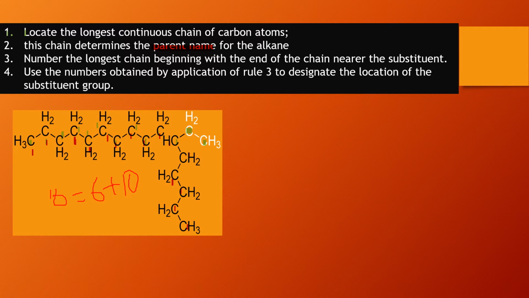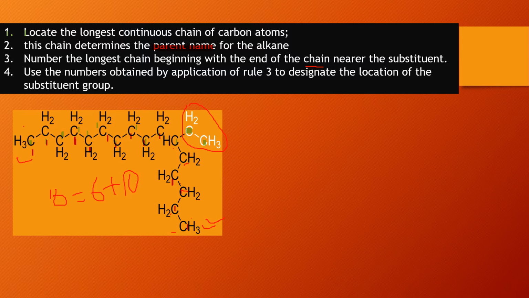The third point is, number the longest chain beginning with the end of the chain nearer the substituent. We can number it from here, or we can number it from here, but we will start numbering from here, because it will give the lowest number to the substituent. So 1, 2, 3, 4, 5 and 6. So it is giving number 6 to the ethyl group, the lowest number to the substituent.